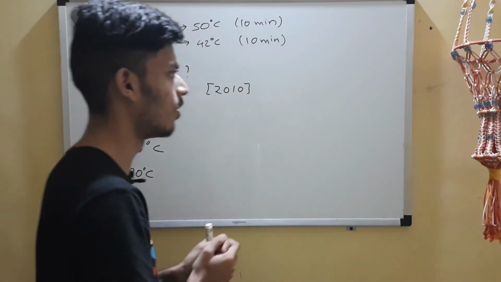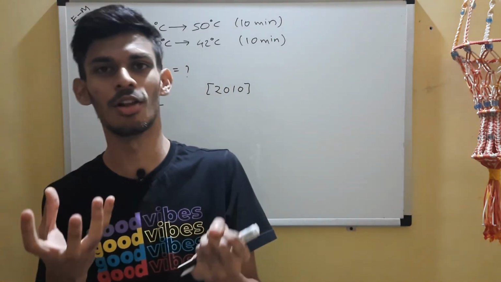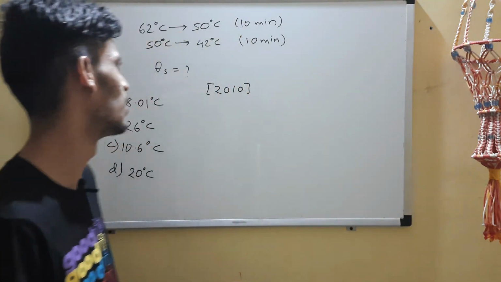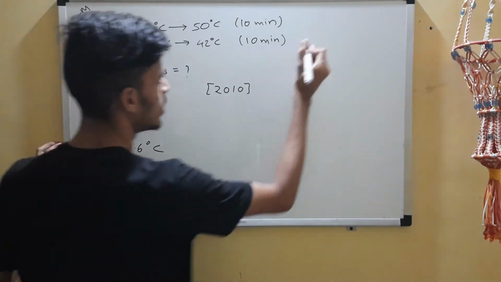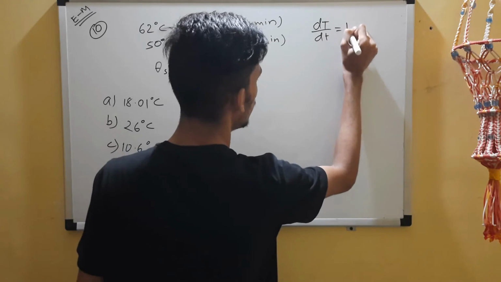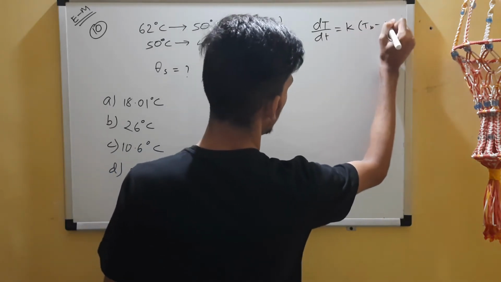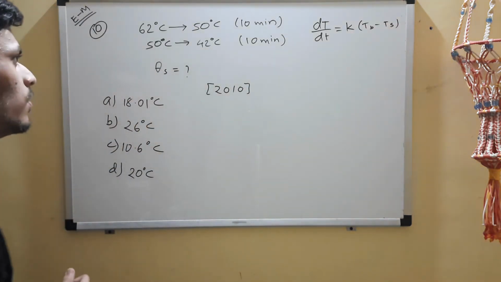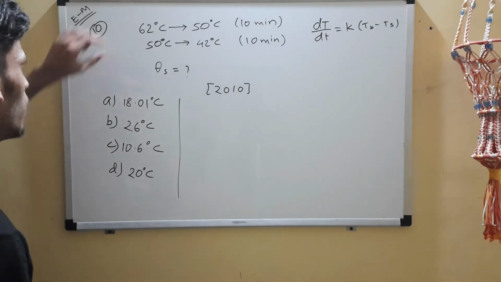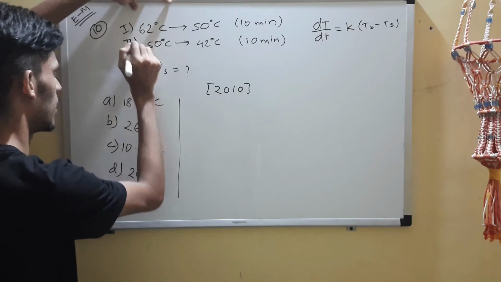Actually, Newton's law of cooling type questions have this very standard approach. You write Newton's law of cooling 2 times and then you do some wise manipulation and you get the answer. Okay, let's do it over here. So what is the formula? The rate of fall of temperature is equal to k times the difference of the temperature of body and temperature of surrounding. Let's write it in the first case. This is our first case and this will be our second case.